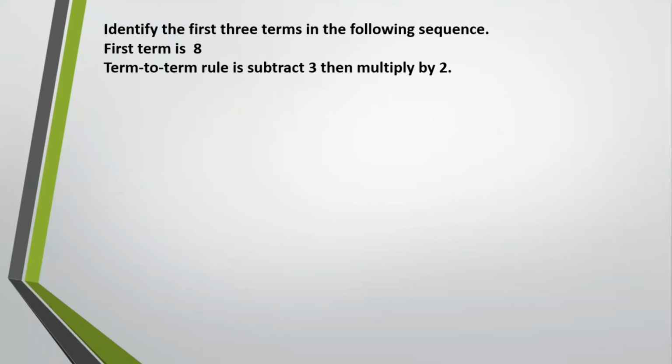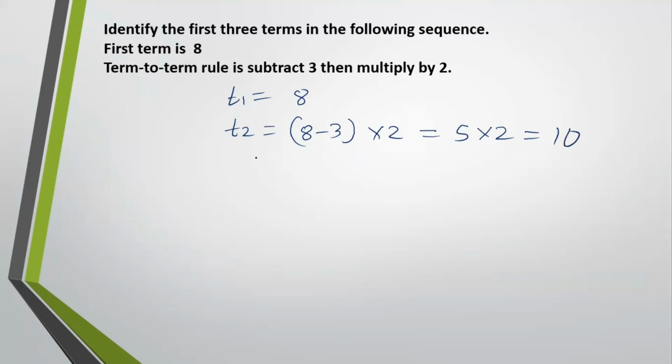Now here, identify the first 3 terms in the following sequence. The first term is 8. The term to term rule is subtract 3, then multiply by 2. So the first term, that is T1, is equal to 8, right? So if I have to find T2, then I have to subtract 3, that is 8 minus 3, and then multiply by 2. So 8 minus 3 is 5, and 5 multiplied by 2 is 10. So my second term is 10.